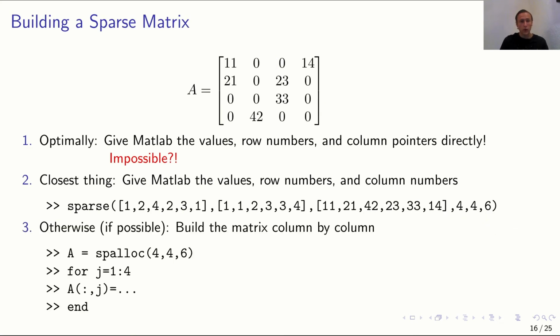A reasonable alternative in this case is by building the matrix column by column, if of course this approach is possible. So in this case, if you want to build your matrix column by column, so if you have the columns that you want to build your matrix with, you can do so by first allocating sufficient data for the object. So you want to build a 4 by 4 matrix with 6 non-zeros, and then perform a for loop where in each iteration you define the column of the object.